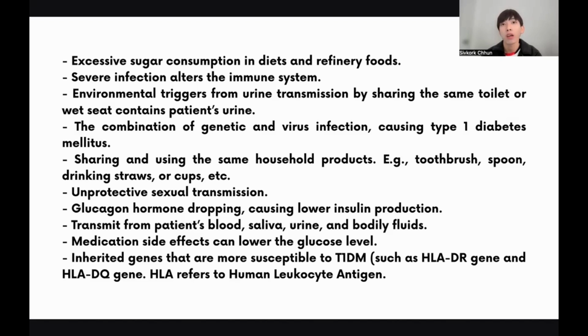Glucagon hormone dropping because of the pancreatic alpha cells in the pancreas. It cannot produce or secrete glucagon hormone, so it causes lower insulin production. The risk factor also includes transmission from patient blood, saliva, urine, and bodily fluids. Medication side effects that lower the glucose level, inherited genes that are more susceptible to type 1 diabetes, including the HLA-DR gene and the HLA-DQ gene. HLA refers to human leukocyte antigens. And family history of type 1 diabetes mellitus or type 2 diabetes mellitus. These are the risk factors influencing type 1 diabetes mellitus.